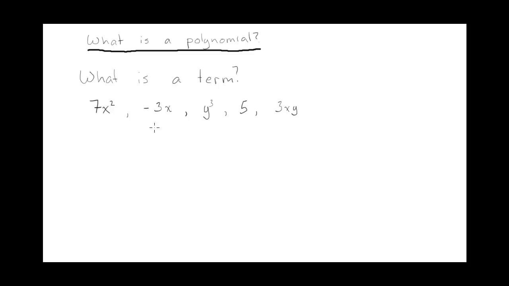So all of these are terms, so we know that you can combine these terms by adding or subtracting to form an expression. So we can add and subtract terms. So we could add these two. 7x squared minus 3x. So that's an expression, right? You can't actually do anything here because, remember, they are not like terms.